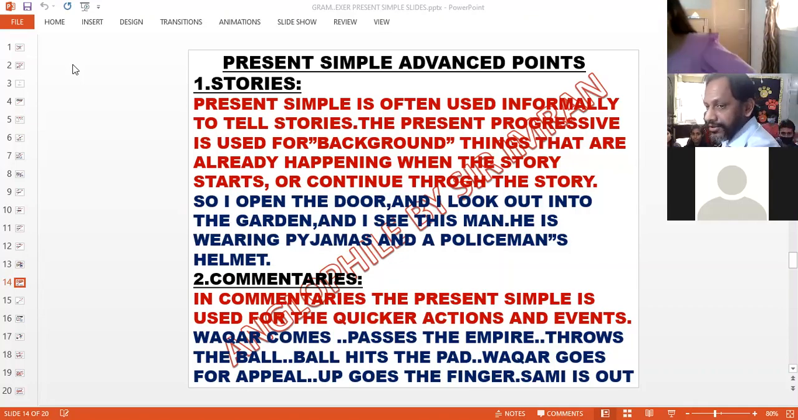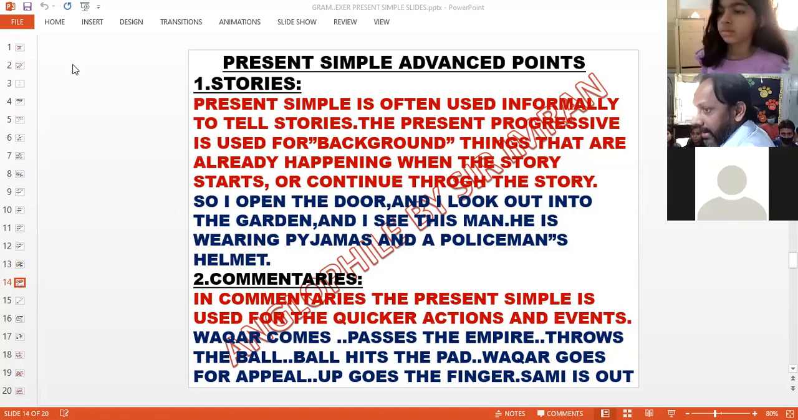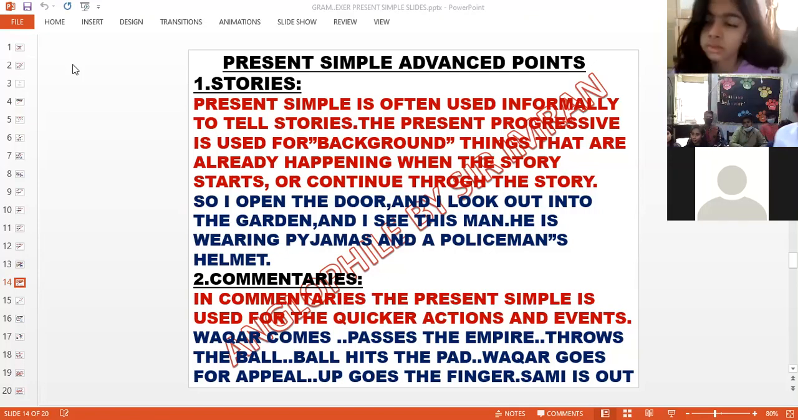You see here? So I open the door and I look out into the garden. I opened the door and I look out into the garden. Here we go. You see here? It means that I need a kind of stand so that I'll be able to use this. See, I open the door and I look out into the garden. Okay, so you can see it is present tense.